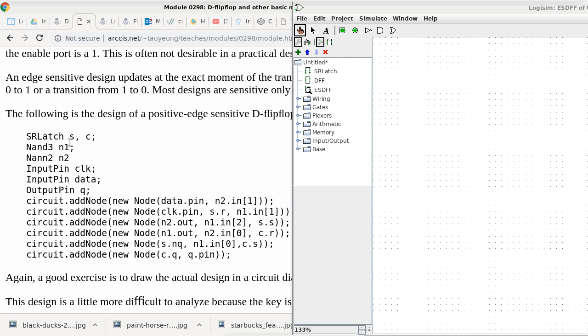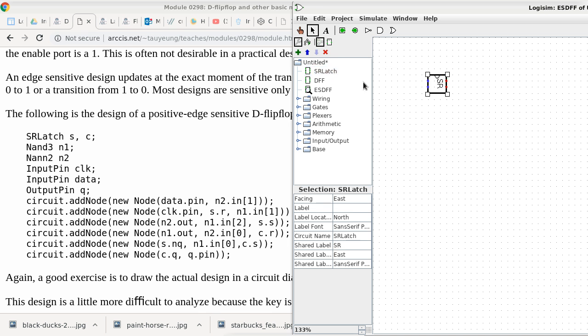It has got 2 SR latches. So the SR latch is now becoming a component of all of the higher level designs. So we go to SR latch and say, yep, we need 2 of these. And we'll name them because they need names. One is C and one is S. Okay.